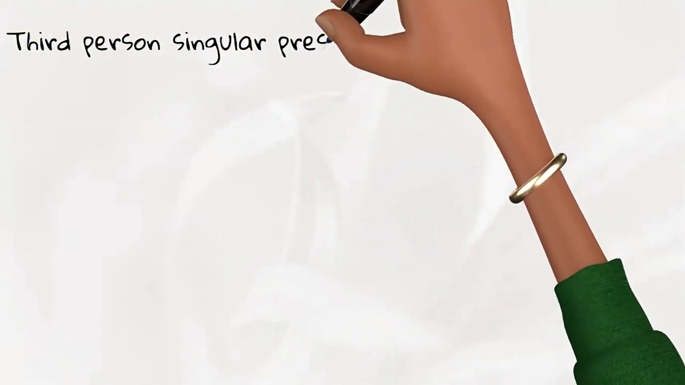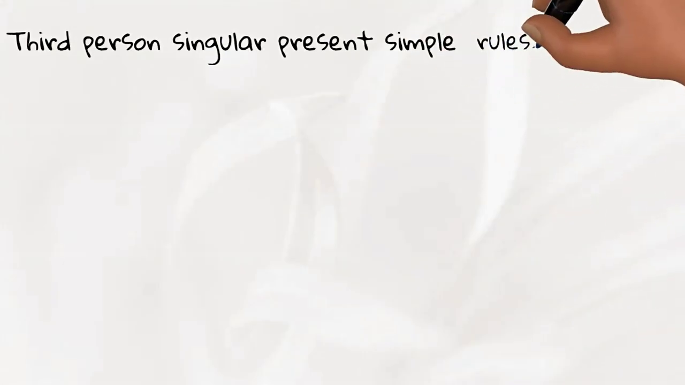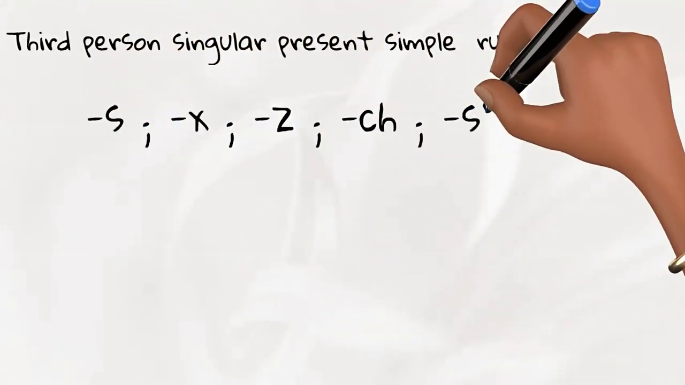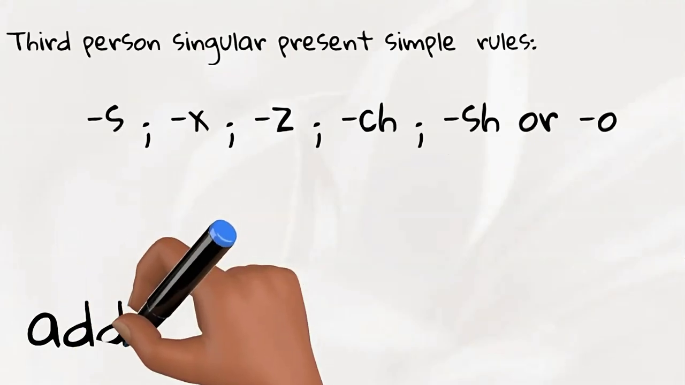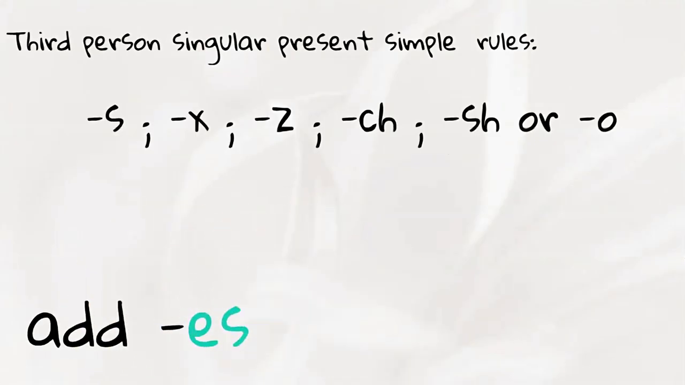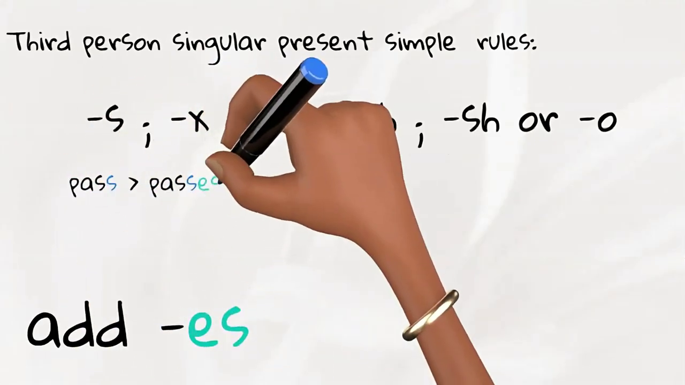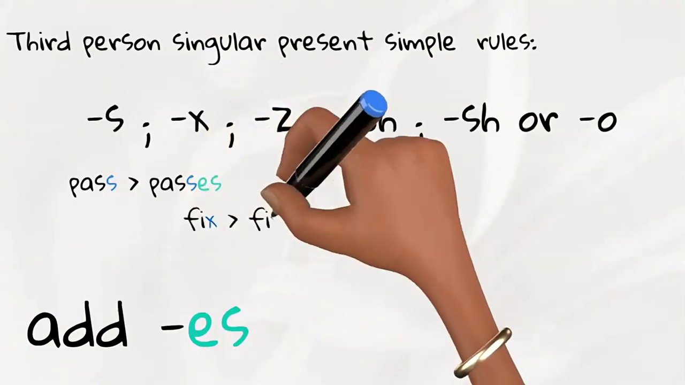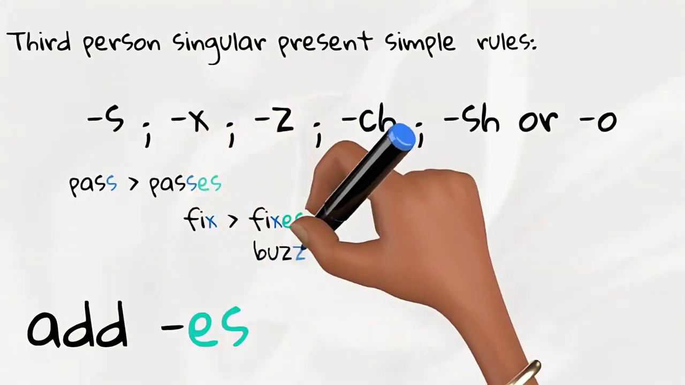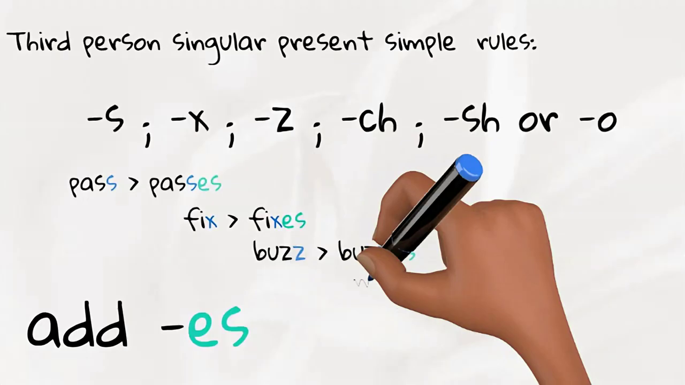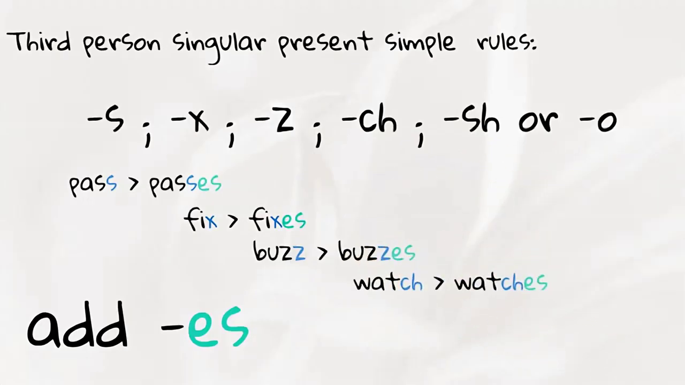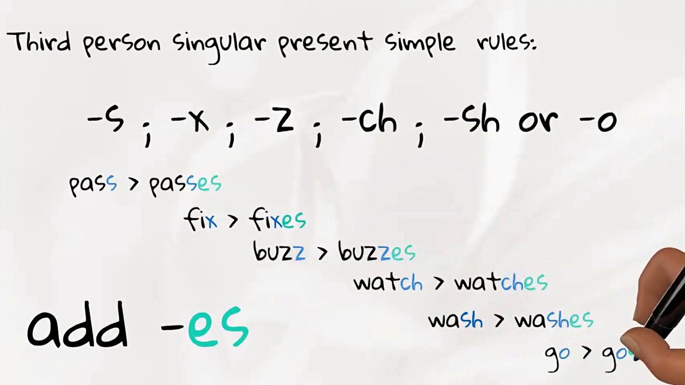Before we go on, I'd like to have a look at the third person singular in the present simple and the rules. When you have verbs that end with S or X or Z, CH, SH or O, you need to add ES, like pass becomes passes, fix becomes fixes, buzz becomes buzzes, watch becomes watches, and so on.